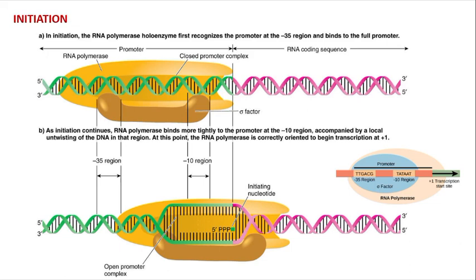Here is the open promoter complex. See that picture. The double helix of the DNA is unwound here. The RNA polymerase enzyme is unwinding this double-stranded DNA. So this process is called initiation. Once the sigma factor is attached to the promoter and the RNA polymerase enzyme is attached to the promoter sequences, this is called the initiation process.